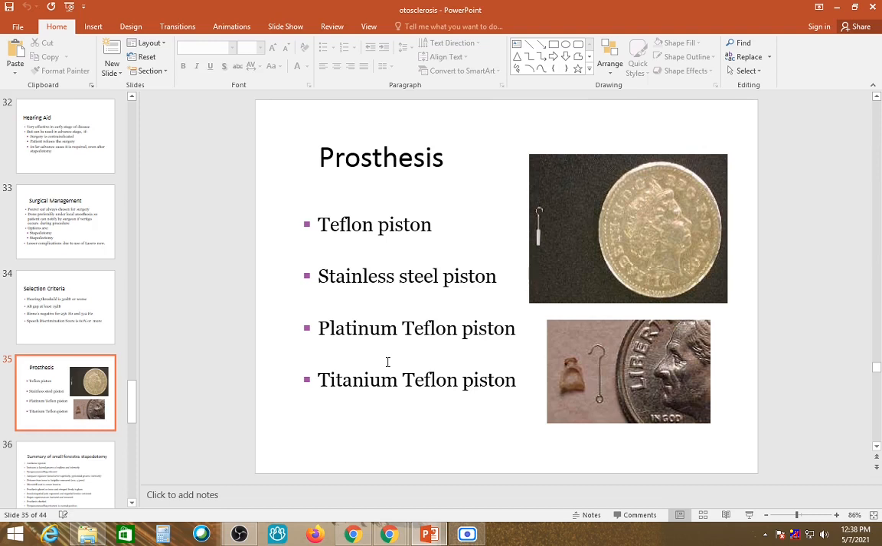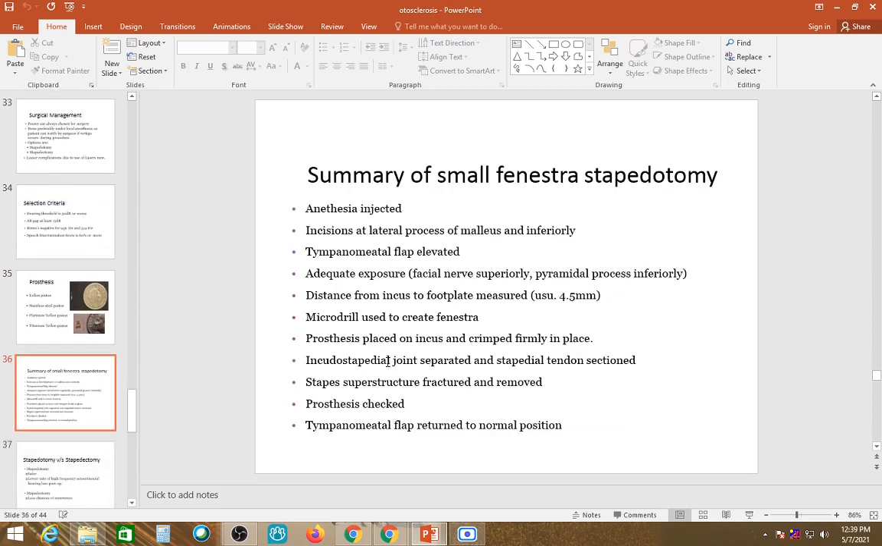Prosthesis. You understood, no? The materials used are Teflon piston, stainless steel piston, platinum Teflon piston, or titanium Teflon piston. Those are the materials used for the grafting. And the summary of small fenestra stapedotomy. These are the procedures, and they are summarized here.